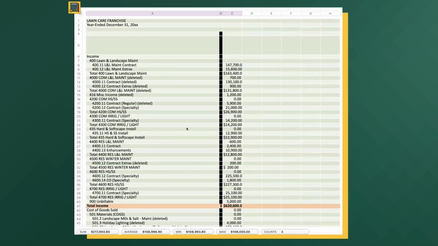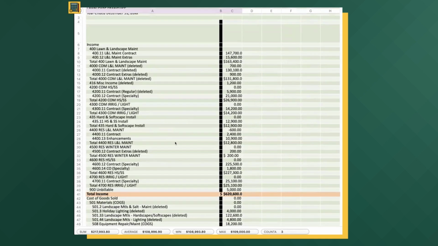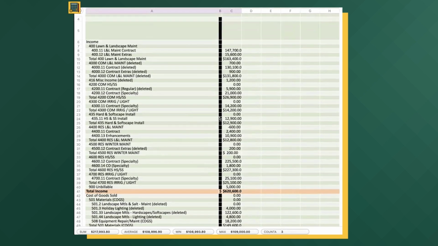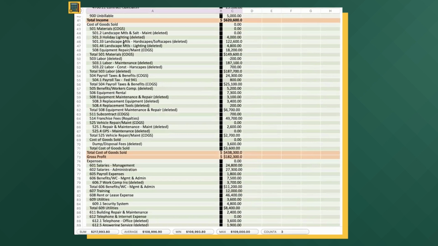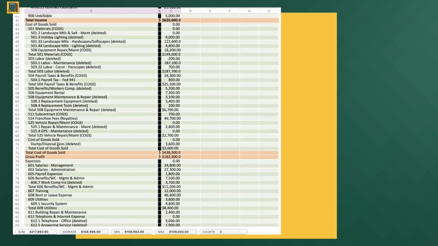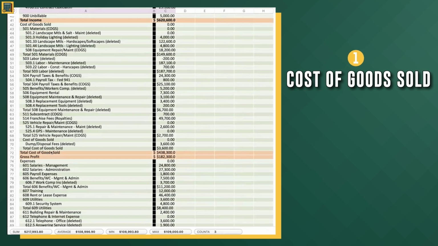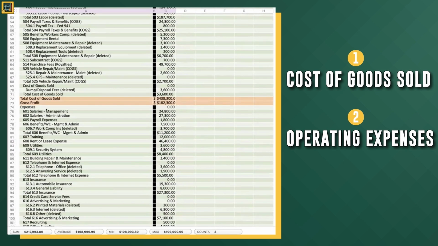So what you see here is, again, a real P&L. It's anonymized, and as you can see here, there's a lot of lines. I mentioned sales and expenses. So there can be detail that goes into what your sales are, different service lines or product lines. You also have your different expenses. Now there's two real types of expense: there's cost of goods sold and there's operating expenses.